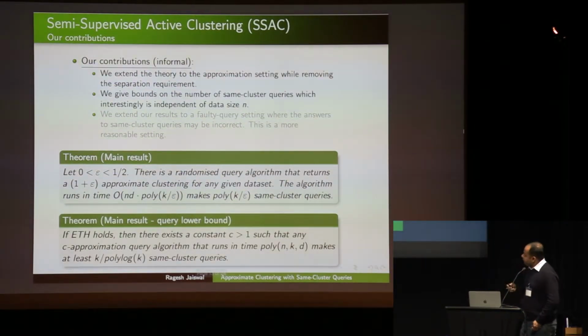Okay, now we support it with a lower bound. We show that any C approximation, for a particular constant C, any C approximation query algorithm that is efficient needs to make k over polylog k same cluster queries, given that ETH holds. So we give a conditional lower bound on the number of queries that any efficient algorithm needs to make to get an approximate solution.